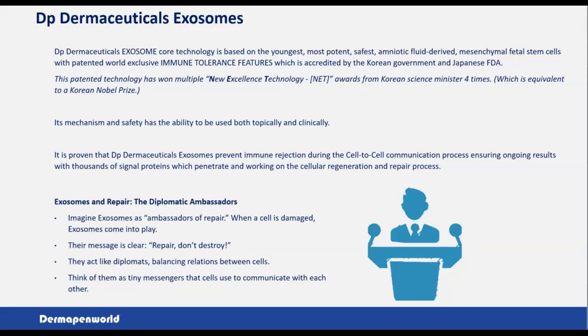Think of them as diplomatic ambassadors. Imagine exosomes as an ambassador of repair. A cell is damaged, exosomes come into play. Their message is very clear: repair, don't destroy. They act like diplomats, balancing relations between cells. Think of them as tiny messengers that cells use to communicate with each other.